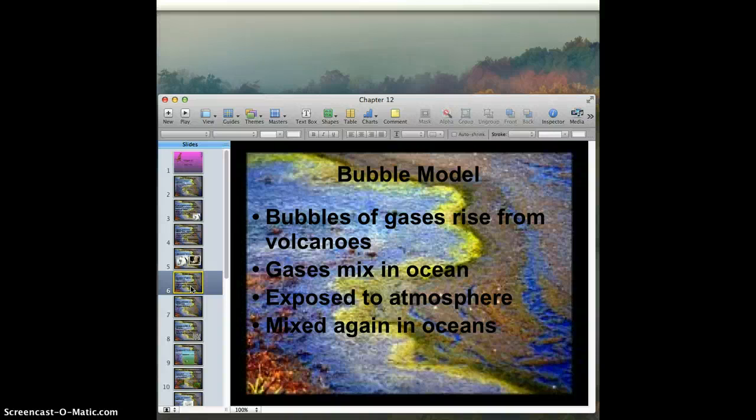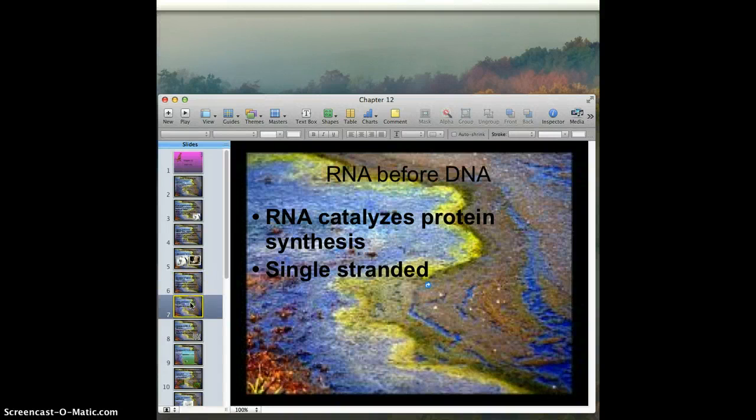and then they're mixed back into the oceans. And this idea of this mixing and churning of these molecules led to these biomolecules, these rather large things like our lipids and nucleic acids and proteins and stuff like that. So that's the basics of it without going into too much detail.